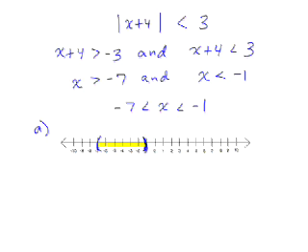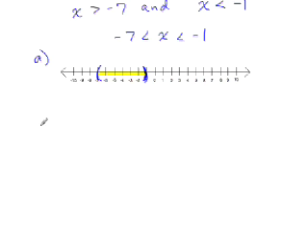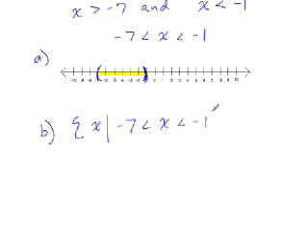Part B, state our solution set using set builder notation. Our solution set is the set of all x such that negative 7 is less than x is less than negative 1. And part C, write our solution set using interval notation. We would have a parenthesis at negative 7 up to negative 1, parenthesis on negative 1.